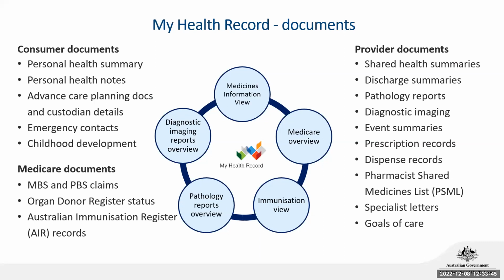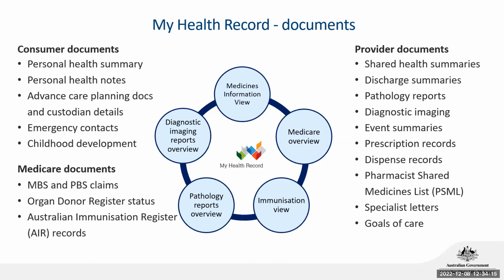There is also some Medicare sourced information. This can include Medicare benefits and Department of Veterans' Affairs item numbers. It also has our PBS information as well as the AIR information. And last in that section is also our Australian Organ Donor Register as well. So there's a lot of information that we sometimes need to sort through when we're looking at our My Health Record. The last section is the patient entered data that can go in there.